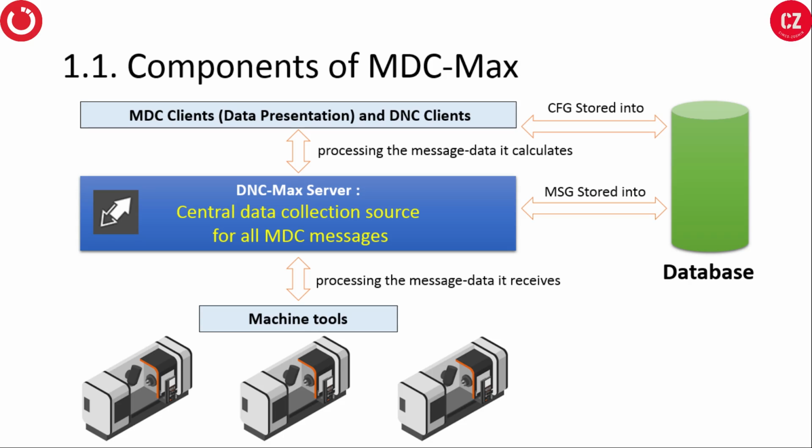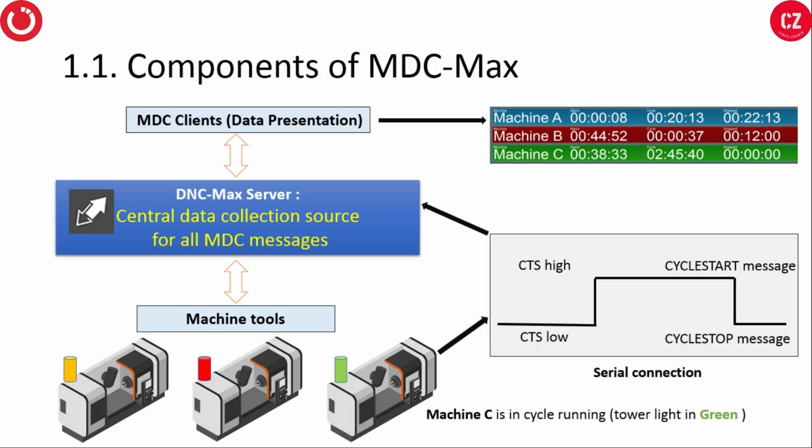Whenever a string of text or line change is detected by the DNC-Max server on any of its ports, it converts these to an MDC message. For example, when using a serial connection, the CTS high signal could be converted to a cycle start message to indicate that the machine is in cycle running. When the CTS line goes low, this could be converted to a cycle stop message.